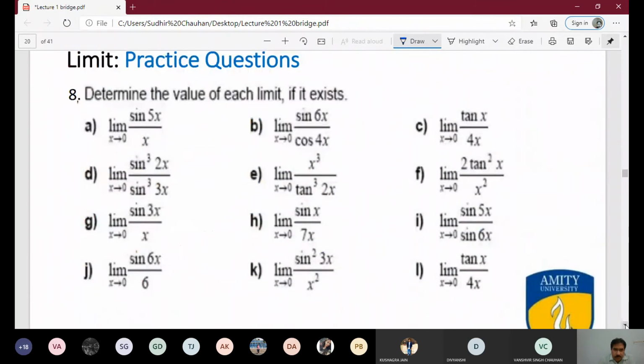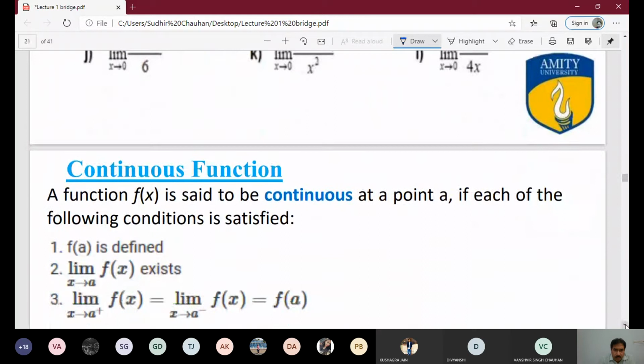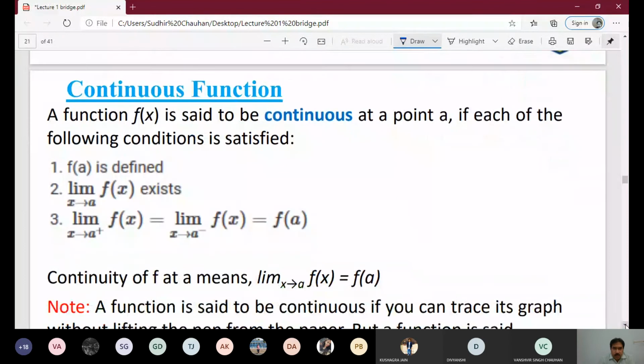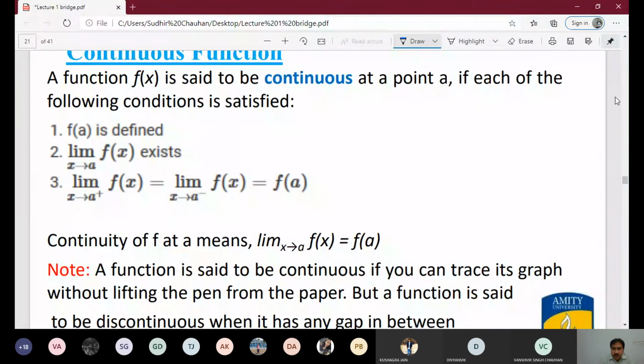Here we have some more questions. We move to the next topic, that is continuous function.